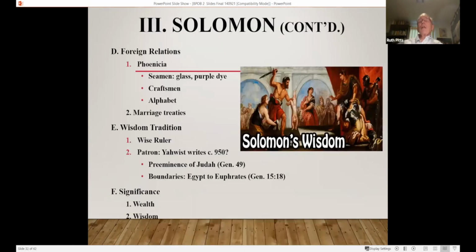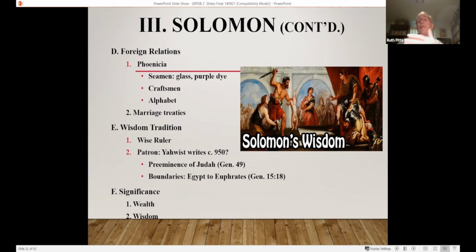Solomon's foreign relations with Phoenicia. The seamen were enormously helpful to him, and related to that is a little animal that produced purple dye, which was really prized, and they sold that all over. They were the craftsmen who did so much to build the temple. We believe that the alphabet, or we have the best evidence for the alphabet being started there. So you have hieroglyphics and you have cuneiform, but an alphabet is what you need.